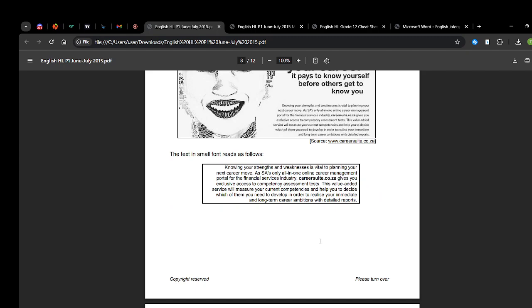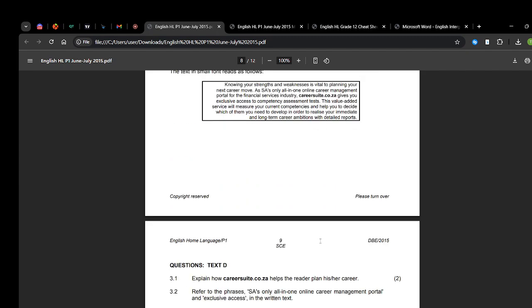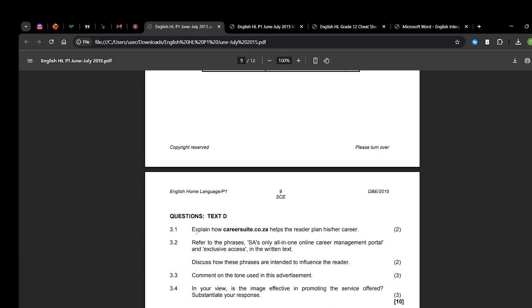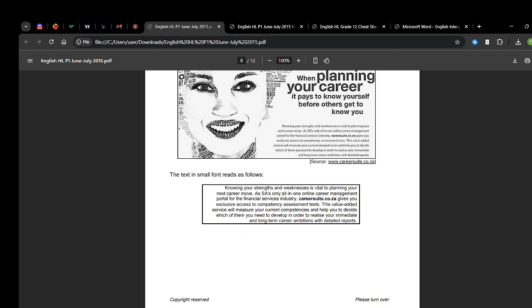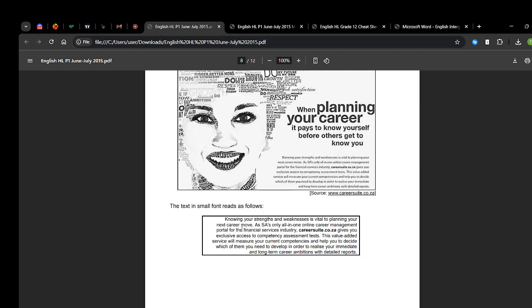I think that's one of the basic questions you'll get in the answer because you're explaining how. Okay, but now you need to read your question. Explain how, not explain like it sounds like they want you to go in depth. So is there anything we're missing here before we go forward? Knowing your strengths and weaknesses is vital to planning your next career move. So, guys, if you ever doubt your answer, just make sure you read the text again to see if you're missing anything. All in one career management portal for the financial service tree.